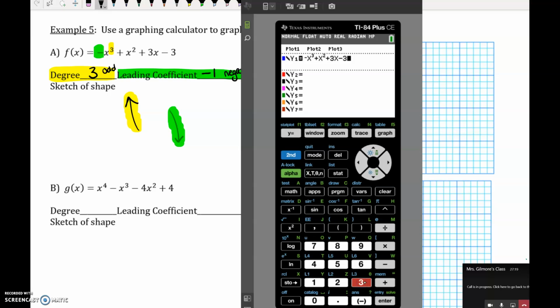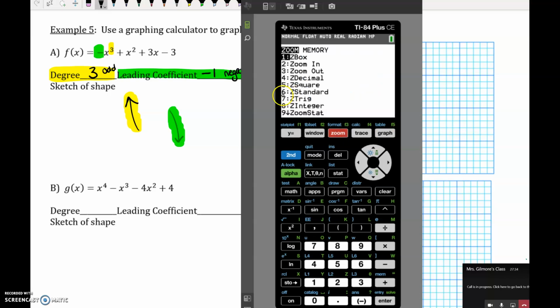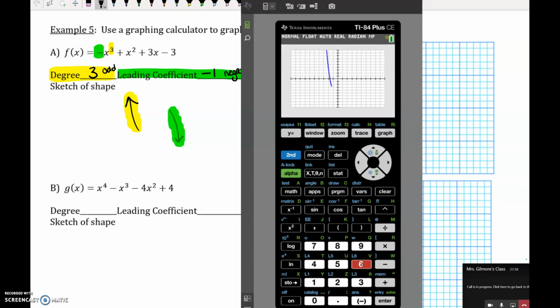If we want to see this graph, we're going to push this button that says graph. Now, do you see how my screen is super zoomed in right now? If you don't like how the screen looks, you can push zoom 6. Number 6 is Z standard. Zoom standard resets it to -10 to 10, -10 to 10. So all the axes are nice and regular. And notice the left side points up, the right side points down, and it connects in the middle.